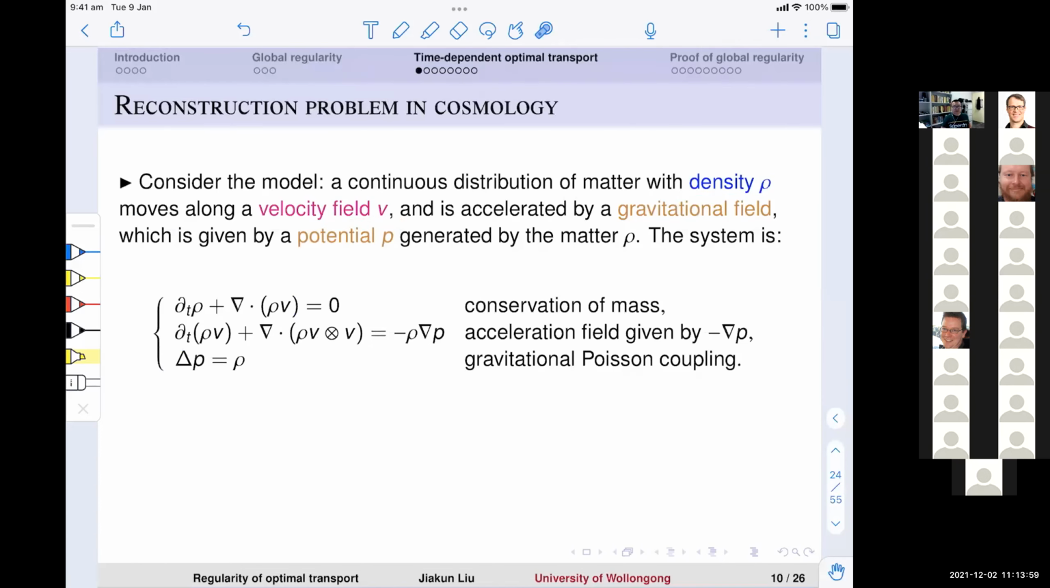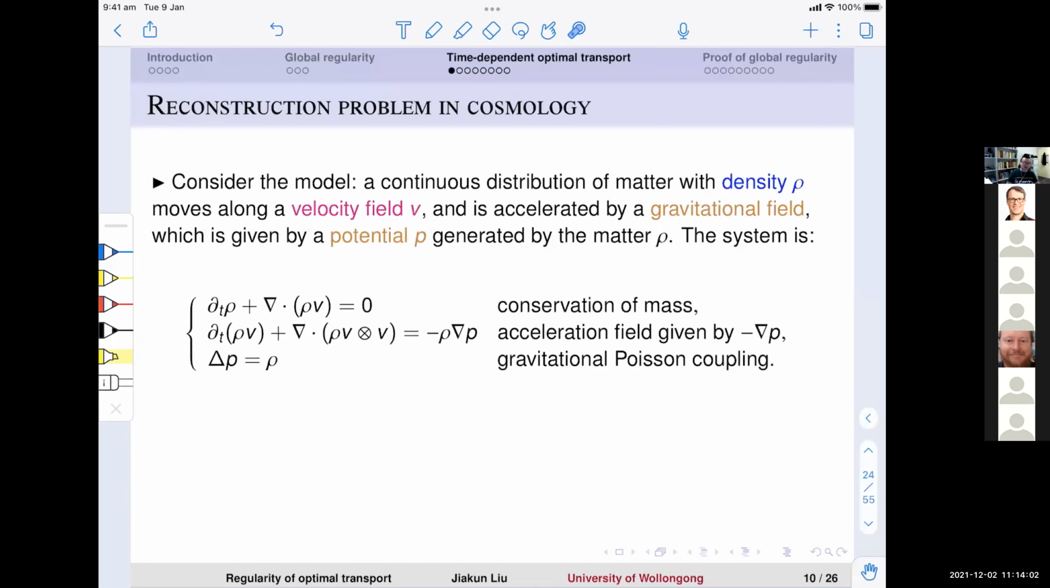In the PDE system, we actually have three equations. The first one tells us the conservation of mass. That means the total mass of stars from long time ago is still preserved, okay? The second one tells us the stars are moving according to the acceleration field. And the third equation is Laplacian P, that's a Poisson equation. It tells us how the gravitational field is generated by the matter rho. As you can see, these three equations are tangled with each other, right? So that makes the problem pretty hard.